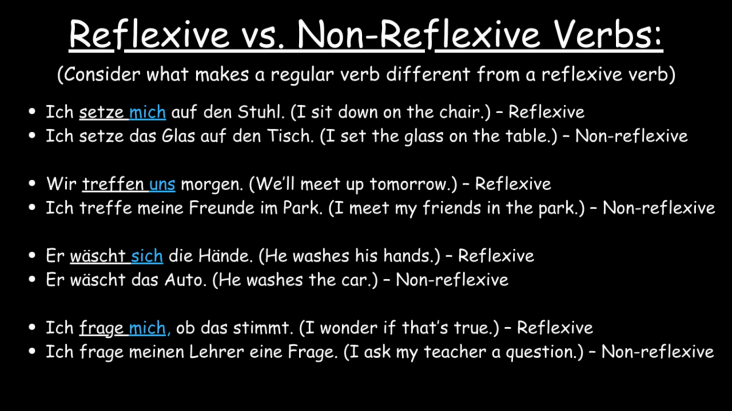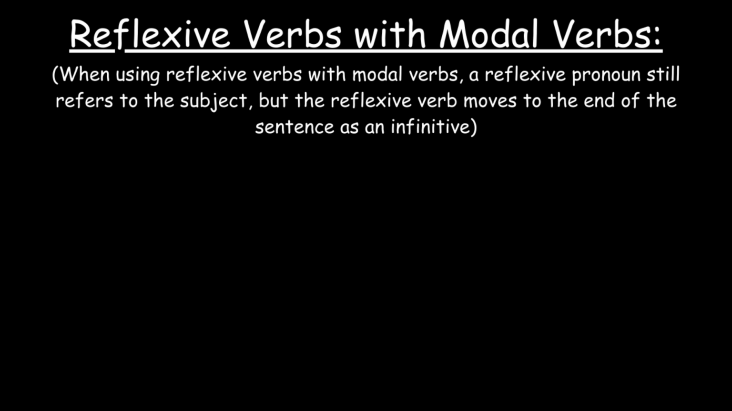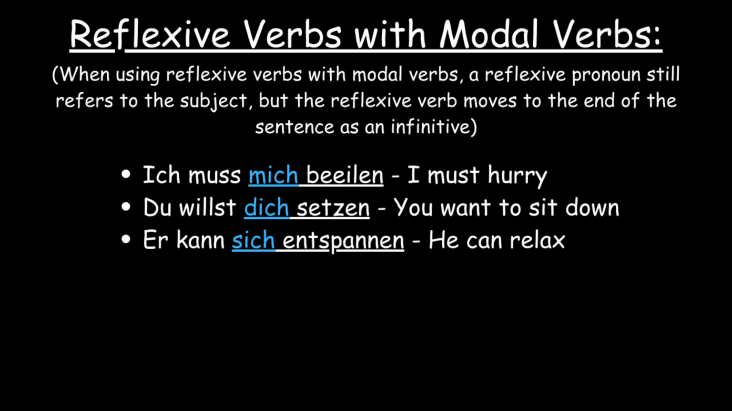This is the difference between reflexive verbs and non-reflexive ones, yet more concepts need to be known. When using reflexive verbs with modal verbs, a reflexive pronoun still refers to the subject, but the reflexive verb moves to the end of the sentence in the infinitive form, like Ich muss mich beeilen. Du willst dich setzen. Er kann sich entspannen. The reflexive pronoun stays after the conjugated modal verb, but the reflexive verb moves to the end.